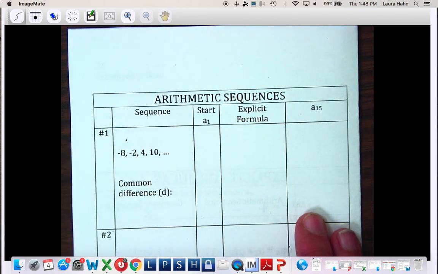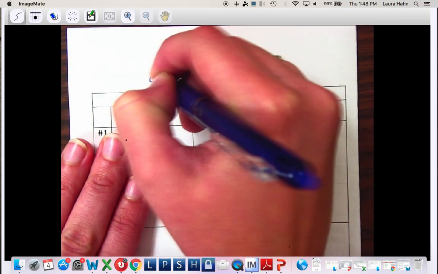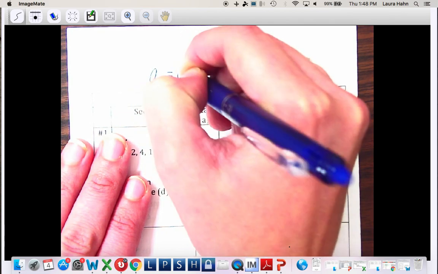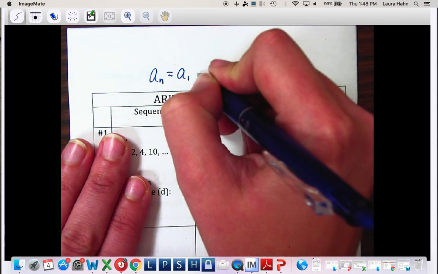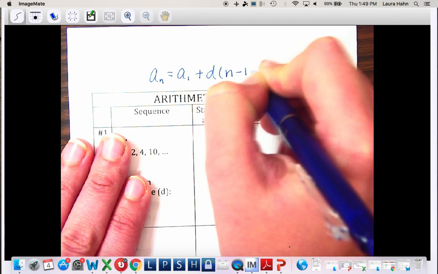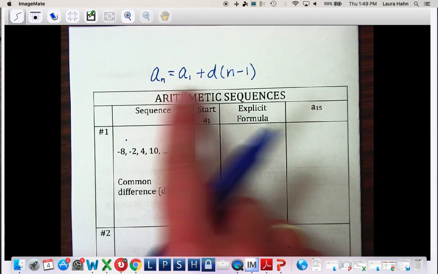Okay, arithmetic sequences, so we don't have to flip back and forth. Let's write the formula at the top. So that formula was a sub n equals a sub 1 plus d times n minus 1 in parentheses. Okay, so now we're going to follow this formula.